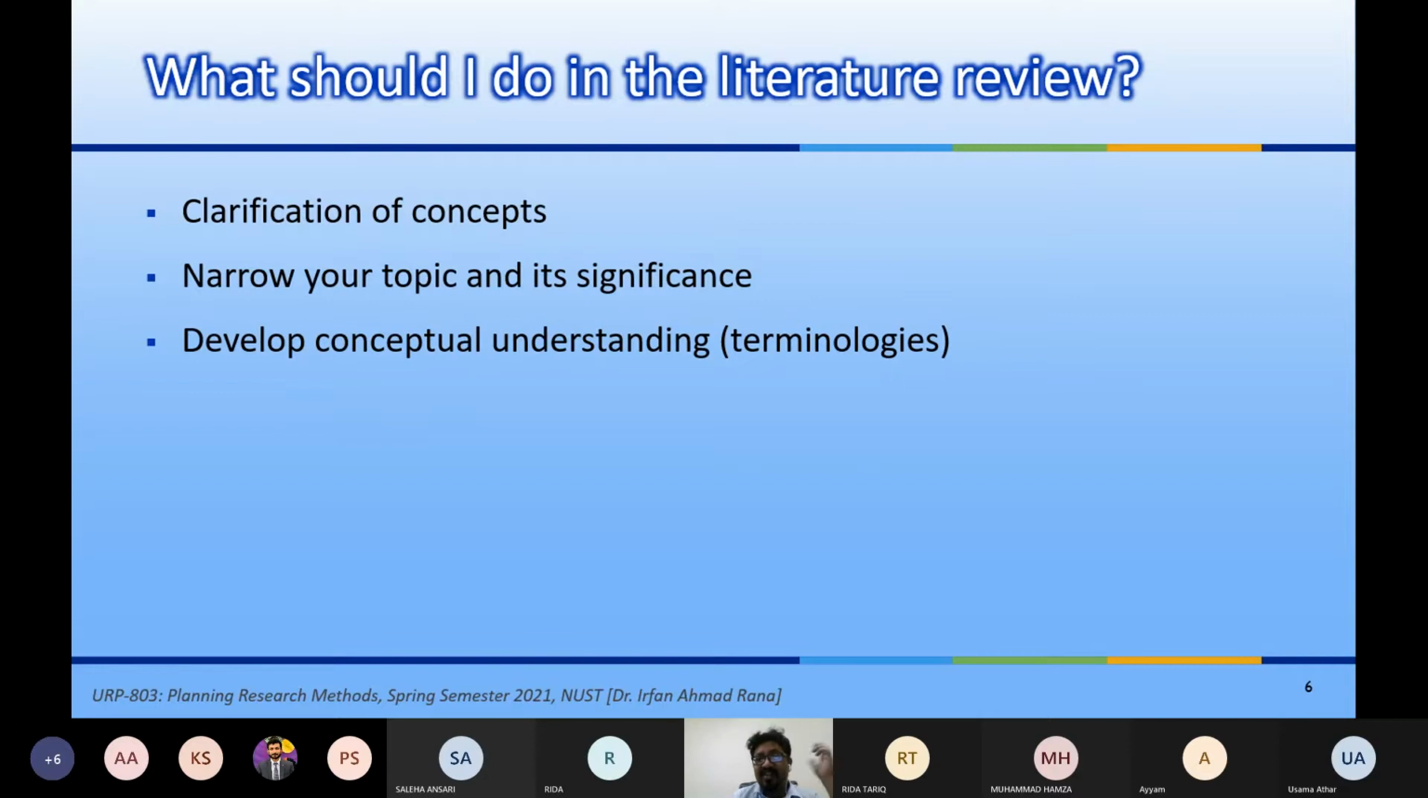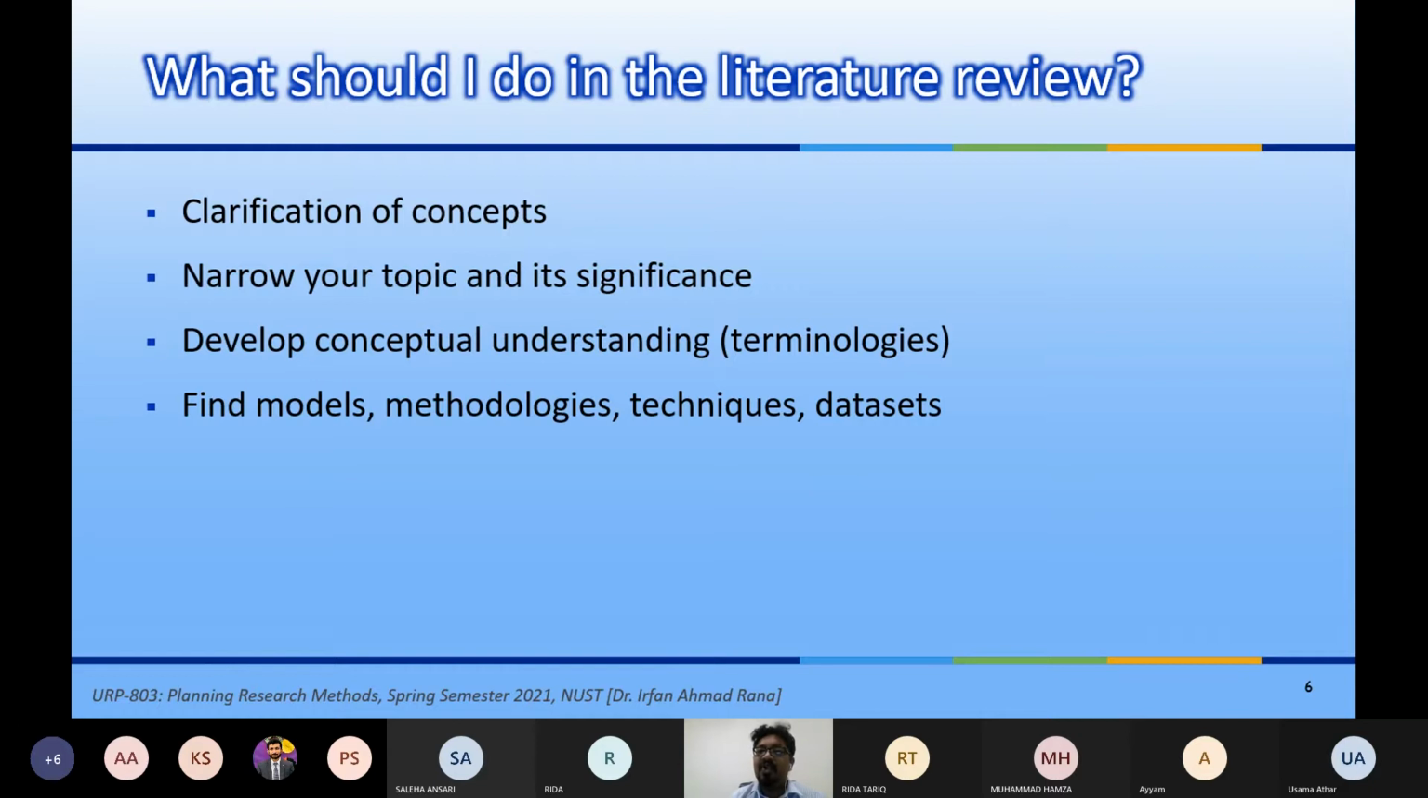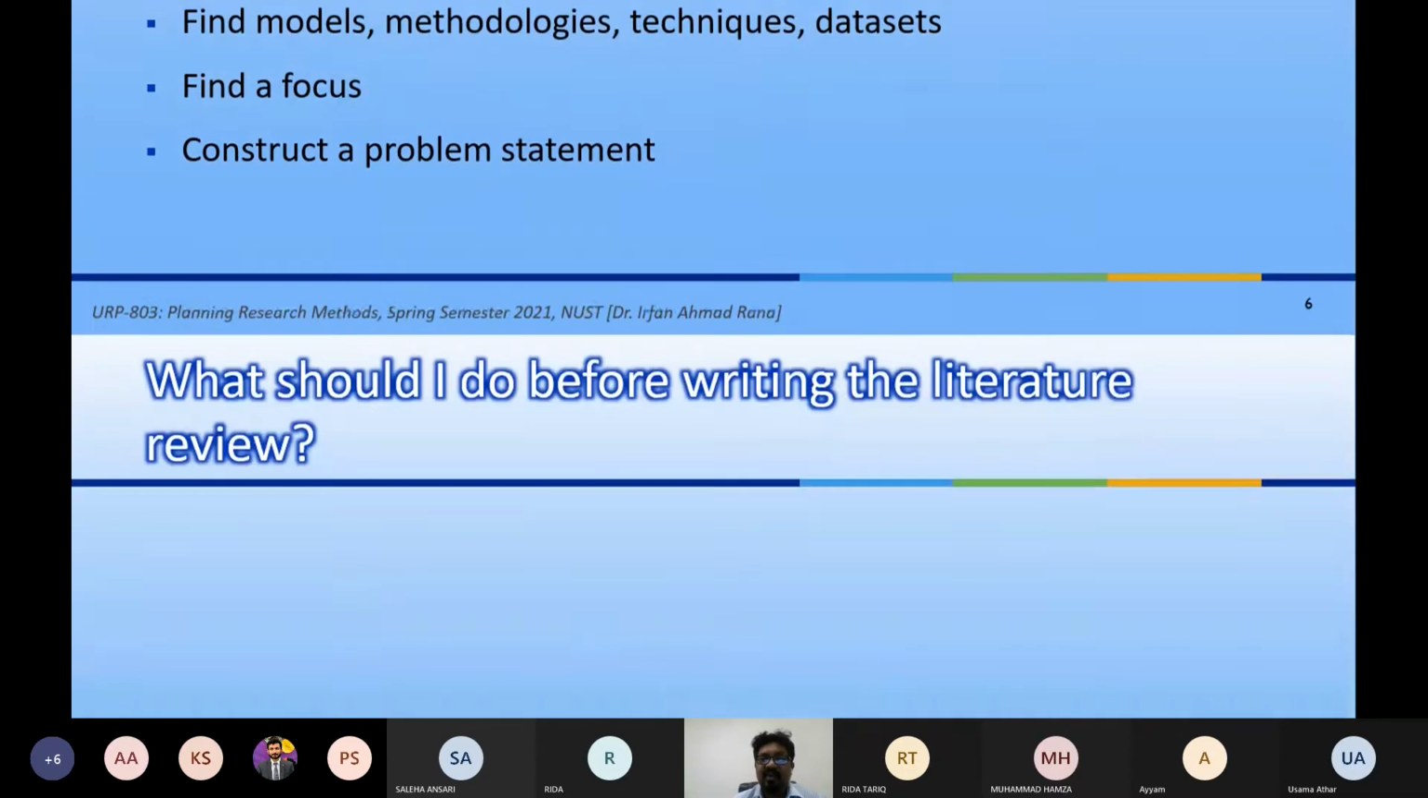Okay, conceptual understandings, again, terminology, sometimes specific words. So instead of concepts, you might need to know specific word definitions. You also need to know different methodologies, techniques, and data sets, what sort of data they have used. Then, based on these different methodologies or understandings, you need to redefine your focus and then construct a problem statement, that this is what I'm going to be doing.